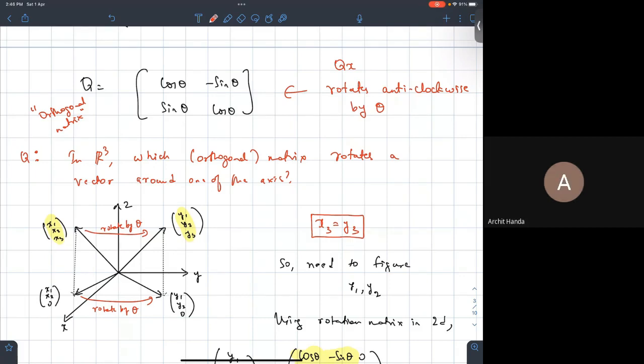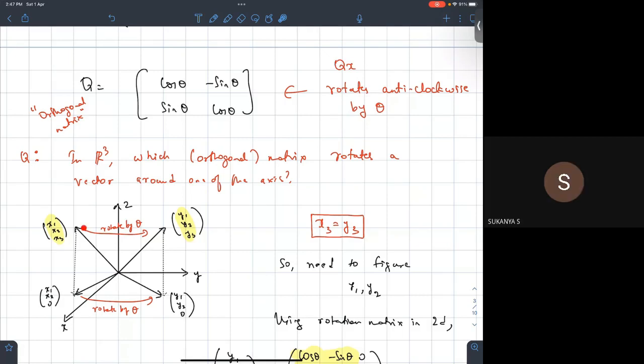I hope geometrically you convince yourself. It's going to be at the same height. The height won't change. So along the Z axis, the height won't change. Once you're convinced, what are the things to figure? I have to figure Y1 and Y2 as a function of theta and these X1 and X2. Clear? That's the problem.